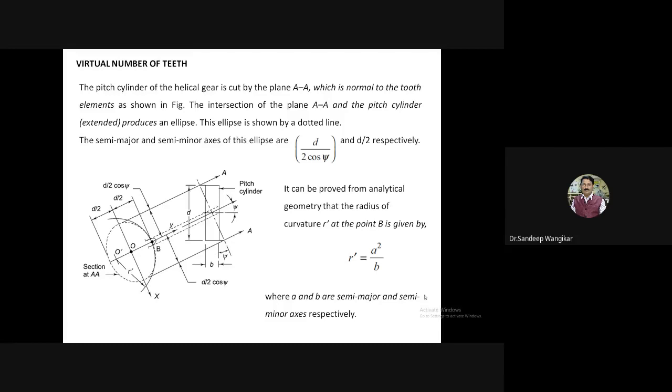So now we will be discussing the virtual number of teeth, a different concept, and it is required. Virtual, the name only indicates imaginary. Formative, the name also indicates virtual. These are the imaginary teeth.